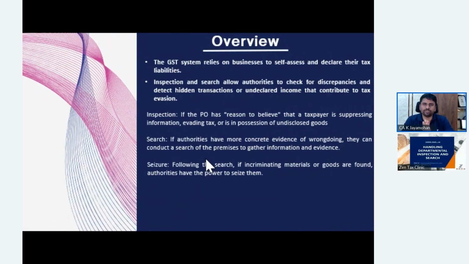So inspection, what do you mean by inspection? It is inspection of the business premises, authorized by an officer of rank not less than a joint commissioner who has reason to believe that a particular taxpayer is concealing revenue, underreporting revenue, or has claimed excess input tax credit or refund. In these situations, he or she may initiate an inspection proceeding against the taxpayer.